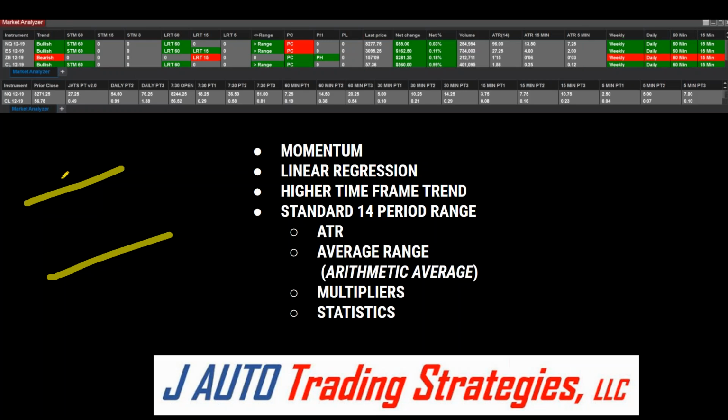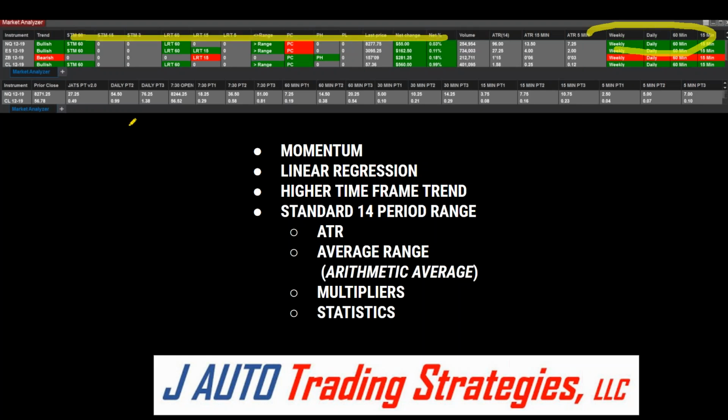So we'll know using the linear regression, when you get to those outer ranges, that you're subject to having price revert back to the mean. So you can stop trying to push out from that area. Very helpful, and on multiple time frames. So the NinjaTrader Market Analyzer has been very, very instrumental for me. First started out with this higher time frame trend, and then graduated on up, bringing in the multiple time frames, linear regression, and momentum.